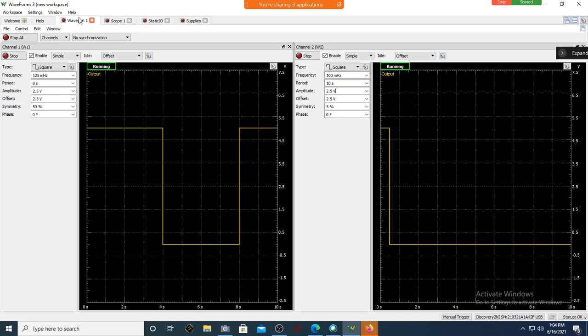Let me go to this wavegen. This has become 8 seconds, this pattern. There is something wrong here, no? So this would have been 125.